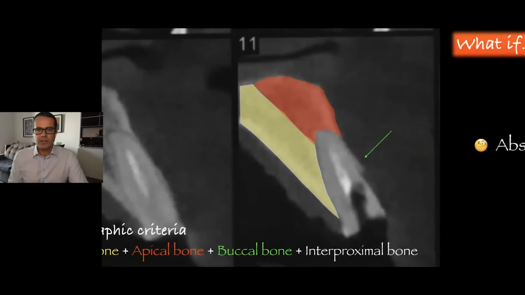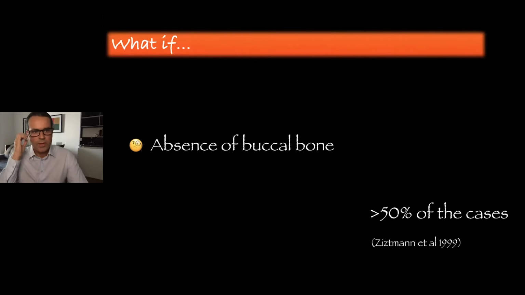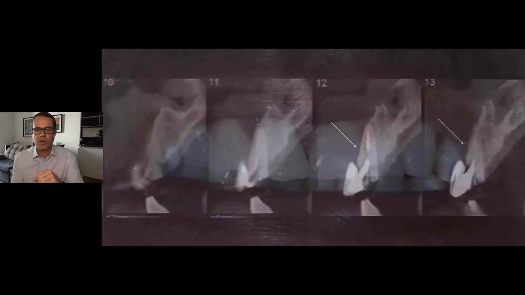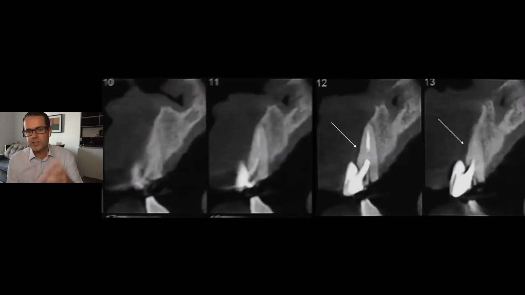But what I'm trying to address here with you is the situation where we don't have the buccal bone, where we have absence or lack of buccal bone, which is estimated to occur in more than 50% of the cases. Cases like this, where we have good clinical situations of the soft tissues. We also have most of the criteria on the palatal and the apical aspect of the tomographies, but instead we have the absence of the buccal bone.